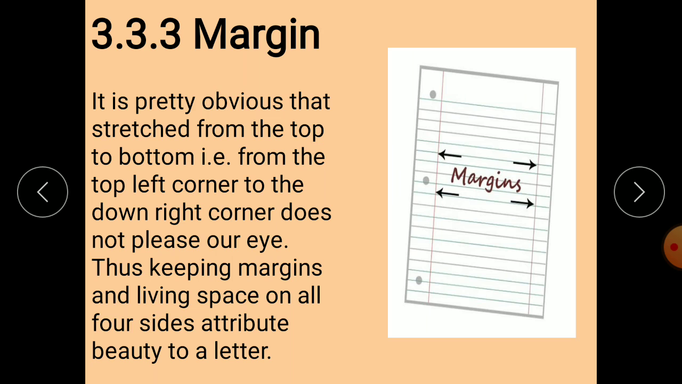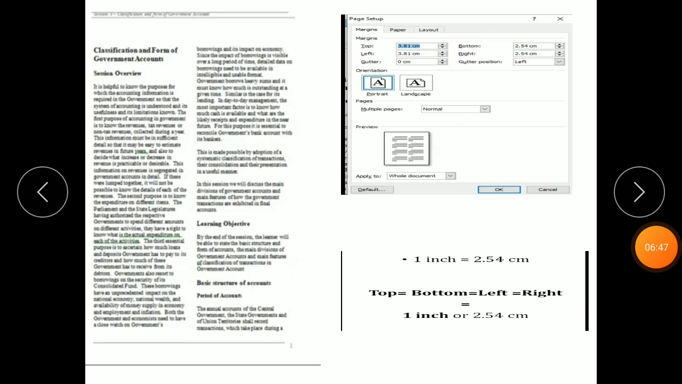Then margin. It is pretty obvious that writing stretched from the top to bottom, that is from the top left corner to the down right corner, does not please our eye. Thus keeping margins and leaving space on all four sides attributes beauty to a letter. Margins are kept on the left and right hand sides of the paper.